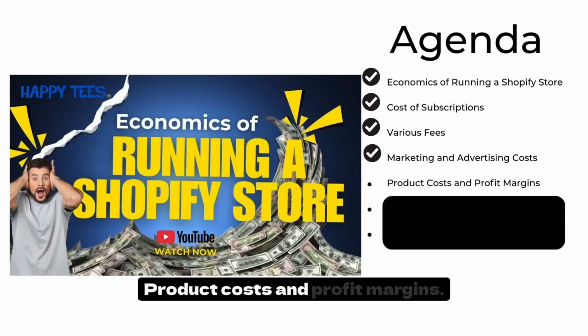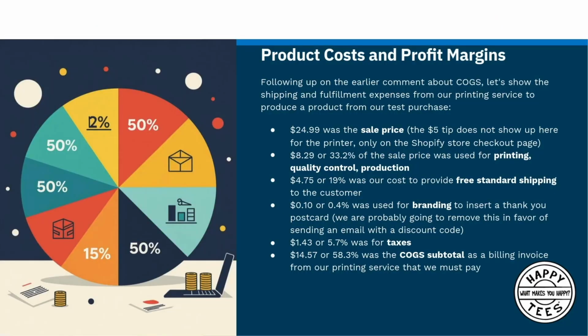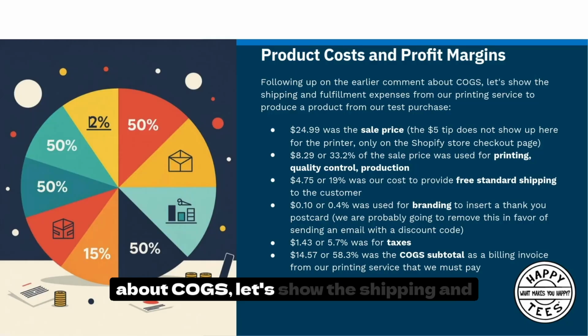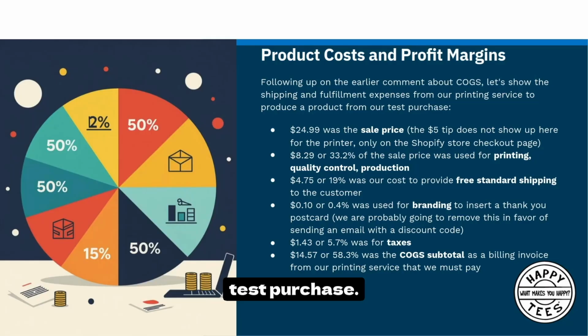Product costs and profit margins. Following up on the earlier comment about COGS, let's show the shipping and fulfillment expenses from our printing service to produce a product from our test purchase.